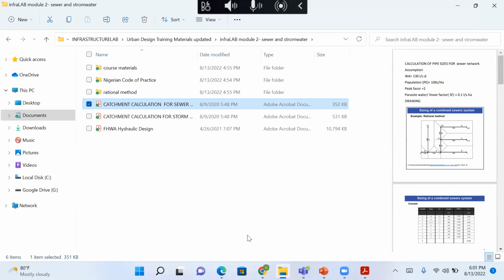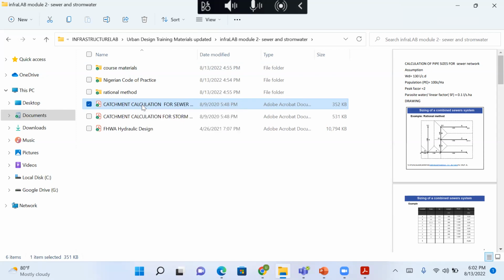So the rational method is limited to 100 hectares because at that point, it is no more accurate. So what you do as an engineer is you scale your factor of safety. If the rational method gives me a 1.2 meter diameter pipe, I will increase it to 1.3 meter or 1.4 or even 1.5, but to something reasonable. Is that okay? Okay. Let's continue.